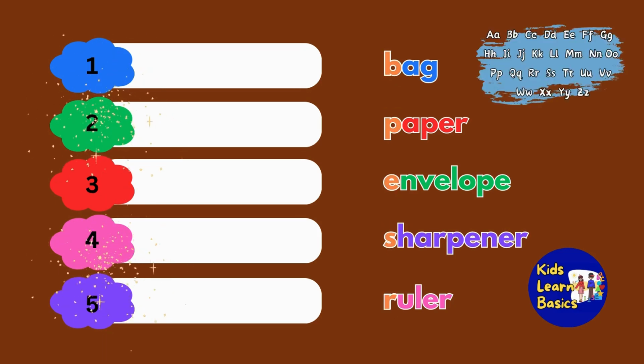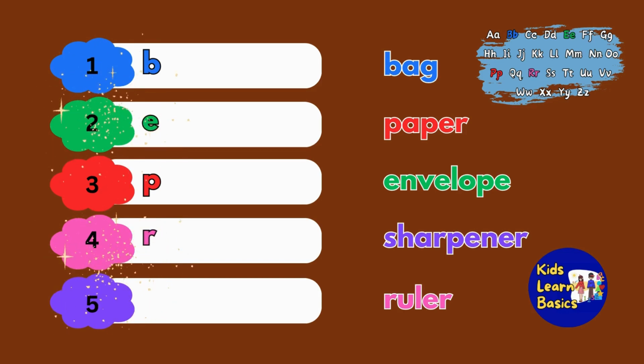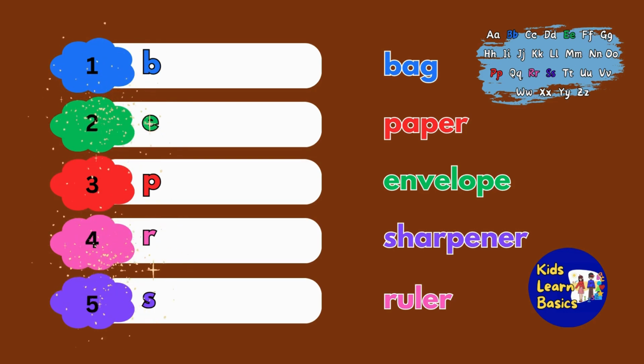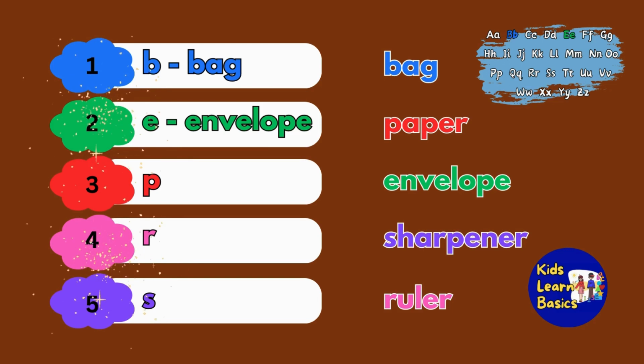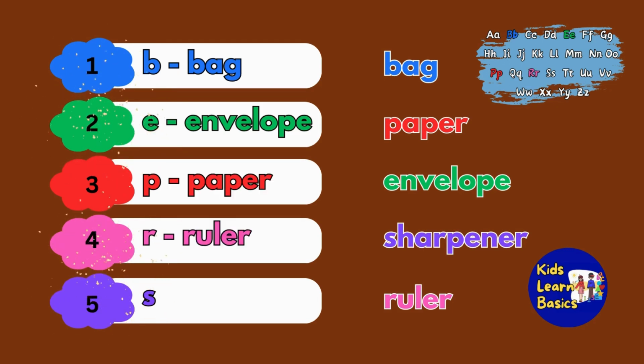Among the 5 letters, which comes first? It's B, followed by E, P, R, and then S. So the set of words should be arranged like this: bag, envelope, paper, ruler, sharpener.